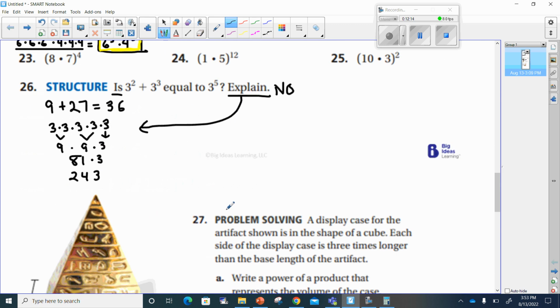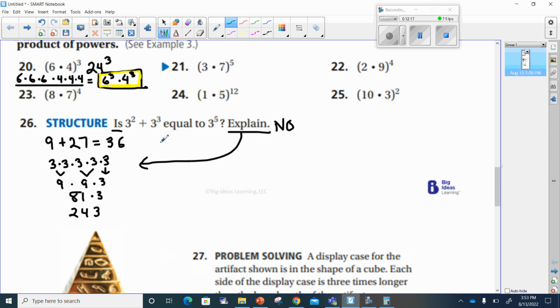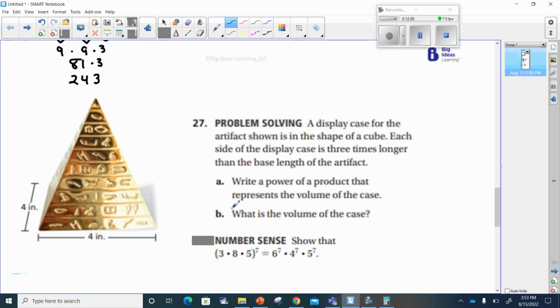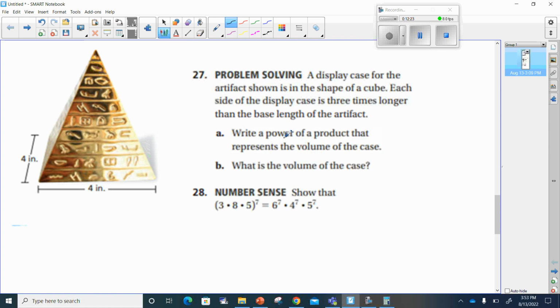Let's go to number 27. Since I went ahead and did number 26, I'm going to let you try to do number 27. It's asking you to write a power of a product that represents the volume of the case. Remember the volume is going to be equal to, let's see, this is a case, a display case for the artifact shown is in the shape of a cube. Each side of the display case is 3 times longer than the base length of the artifact. So each side is going to be 3 times longer.